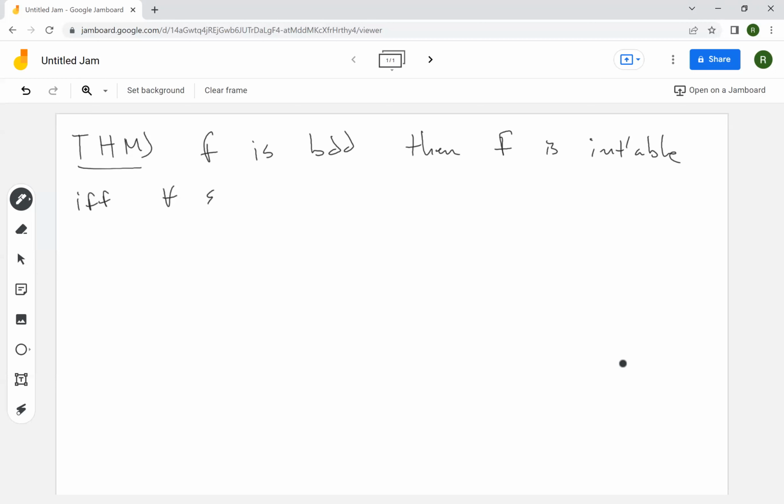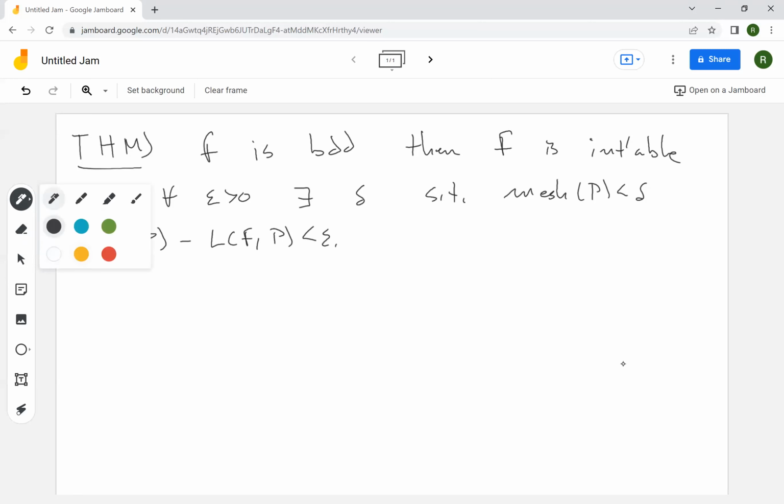for all epsilon greater than 0, there exists a delta such that whenever we have a partition whose mesh size is less than delta, then we have this typical sort of Cauchy condition, U of f,P minus L of f,P is less than epsilon. Okay, so the proof of this, it's an if and only if statement.